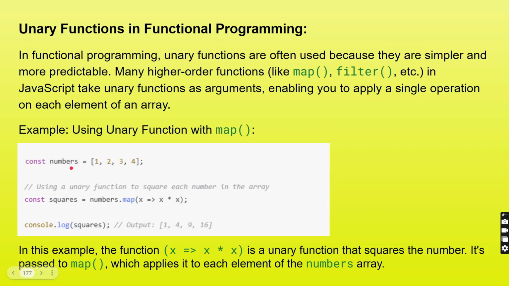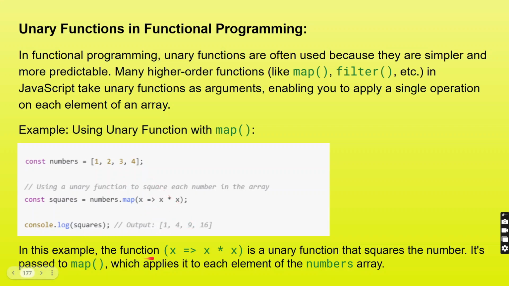Here we have an array of numbers 1, 2, 3, 4, and numbers.map with a one-argument lambda: x, x multiplied by x. So the squares, when we call it, takes each one argument. So 1 into 1 is 1, 2 into 2 is 4, 3 into 3 is 9, and 4 into 4 is 16.